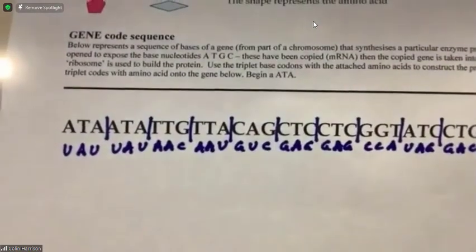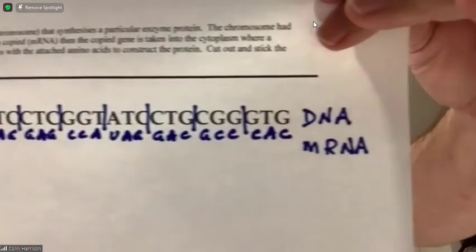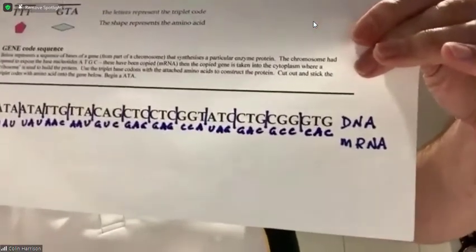Which means where we would put a T, we put a U, which means the first one is going to be U, A, U, and then U, A, U again, and then A, C, A, U, G, U, C, G, A, G, G, A, G, C, C, A, U, A, G, G, A, G, G, C, C, and C, A, C. So what I've done is I've gone all the way along and I've transcribed my DNA message into a piece of RNA.